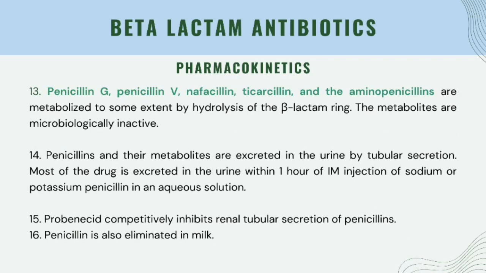Penicillin G, penicillin V, nafcillin, ticarcillin, and the aminopenicillins are metabolized to some extent by hydrolysis of the beta-lactam ring. The metabolites are microbiologically inactive. Penicillins and their metabolites are excreted in the urine by tubular secretion. Most of the drug is excreted in the urine within 1 hour of intramuscular injection of sodium or potassium penicillin in an aqueous solution. Probenecid competitively inhibits renal tubular secretion of penicillins. Penicillin is also eliminated in milk.